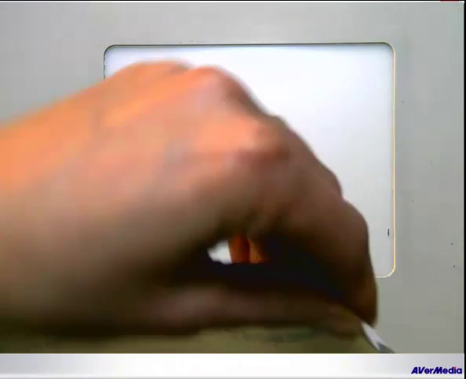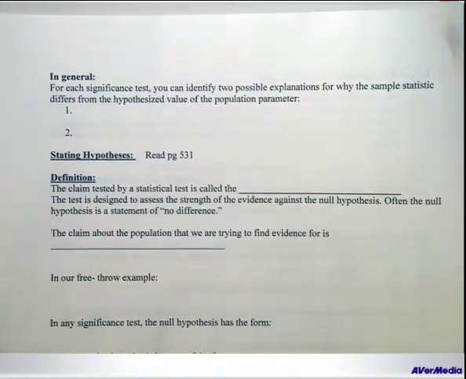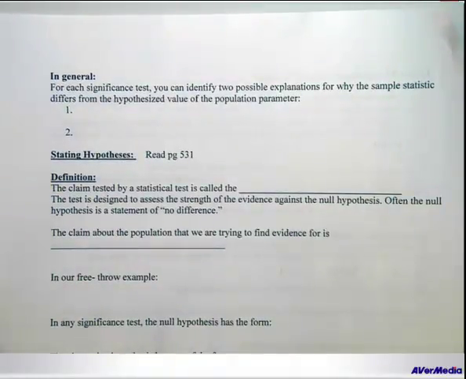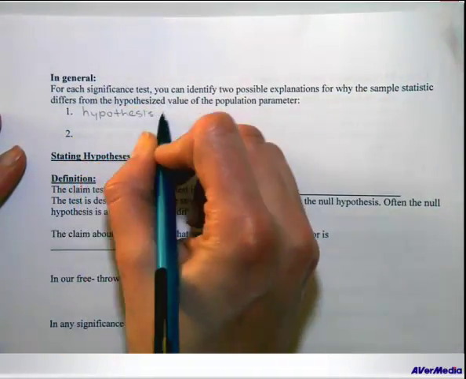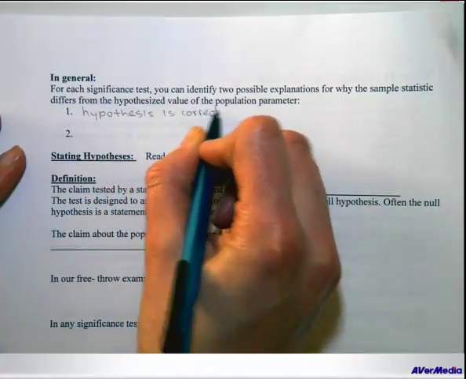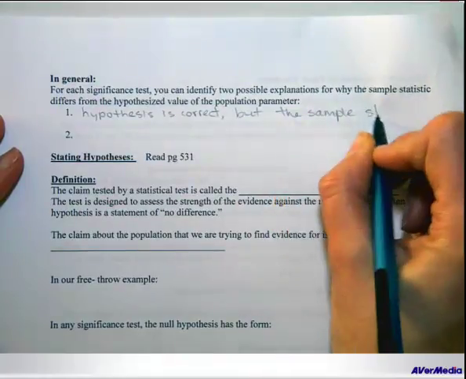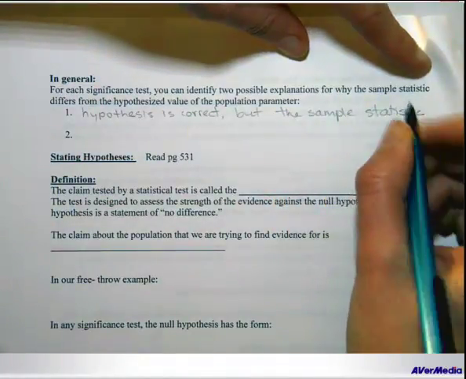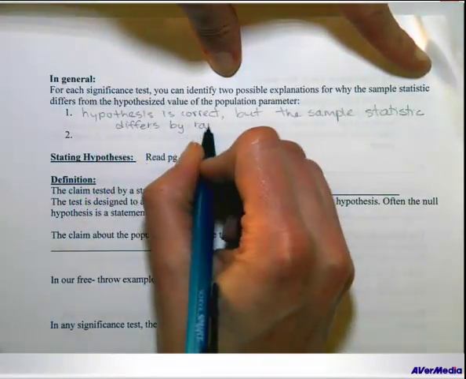Okay. So let's get into some of the nitty-gritty stuff. On the back, what I'm going to first do is just state what we just said in general, as far as the possible versus plausible. What are our possible outcomes? In any significance test, you have two possible outcomes. The first outcome is that the hypothesis could be correct, but the sample statistic differs by random chance.